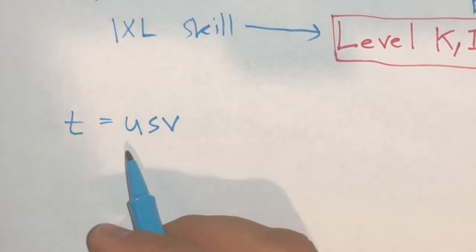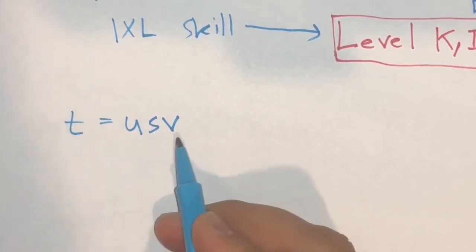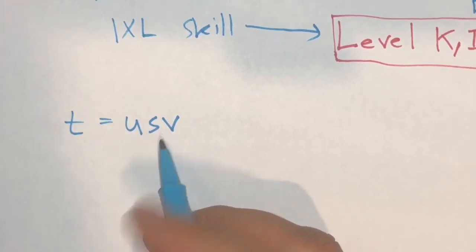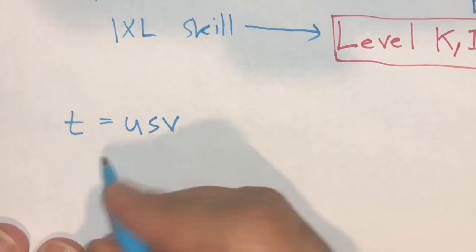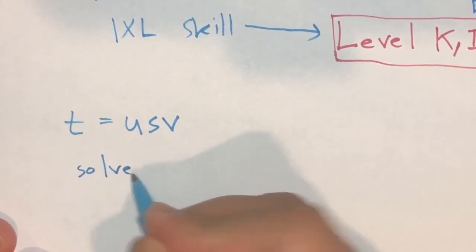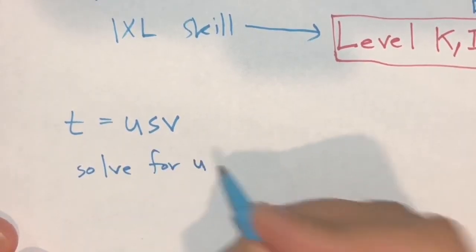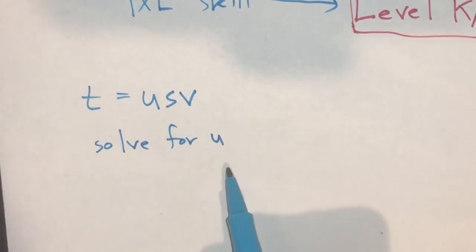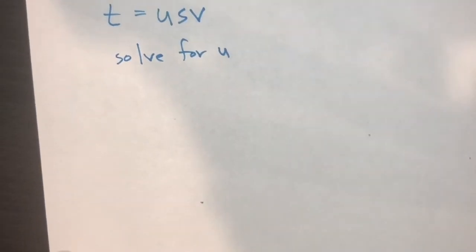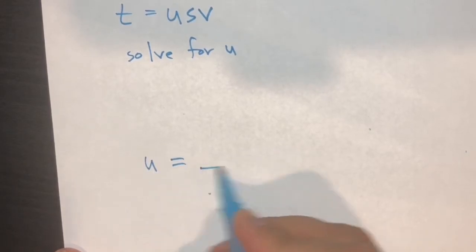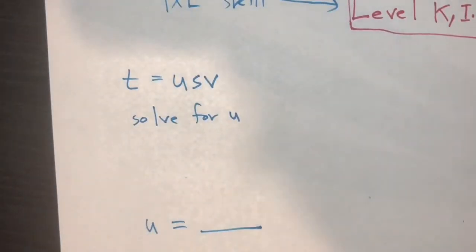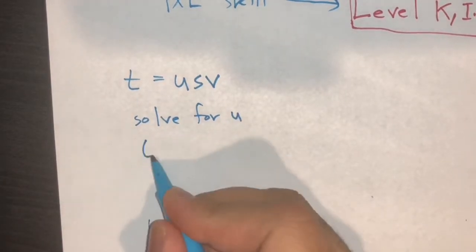Start with an example problem here. T equals USV. We know that three letters next to each other means multiplication, so U times S times V. Okay, it's asking to solve for U. That means we want to get U by itself. So that means at the end of this whole thing, we want to have U equals something.